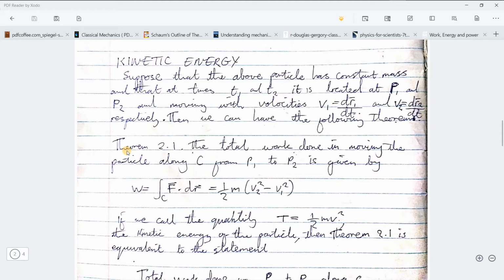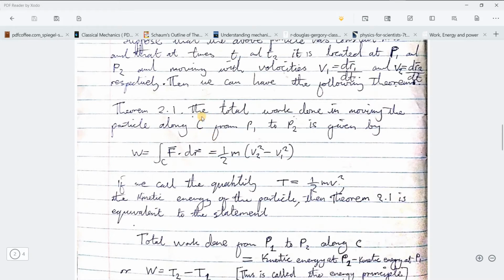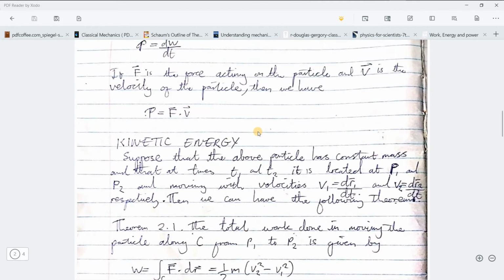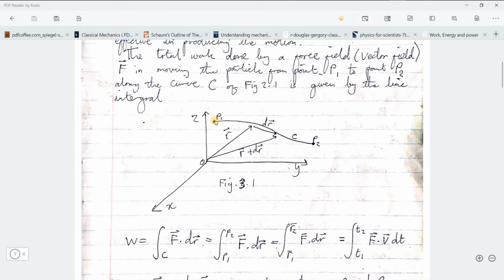Okay, so now we're looking at theorem 2.1, which is talking about work done being equal to the change in kinetic energy. So here this theorem is saying that the total work done in moving the particle along C. Okay, C is just representing the curve. Let's look at this curve again. You see this curve here in figure 3.1. This is the curve running from P1 to P2. So this curved line here going all the way, that's our C.